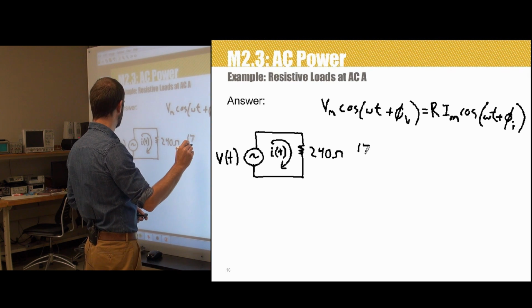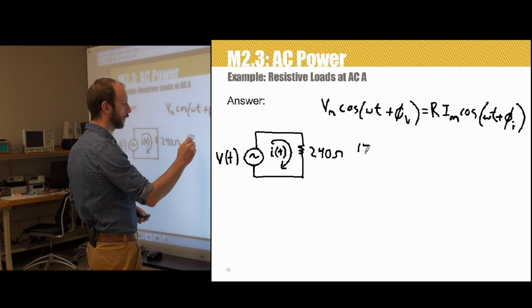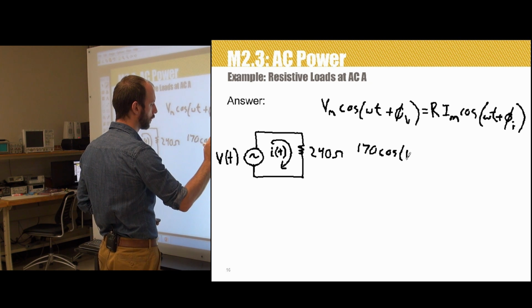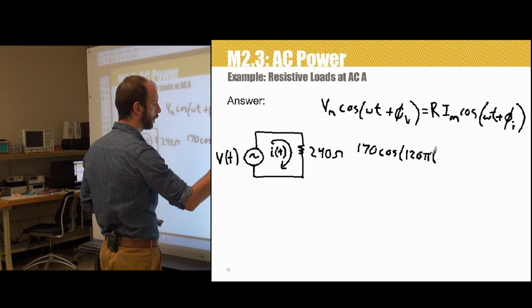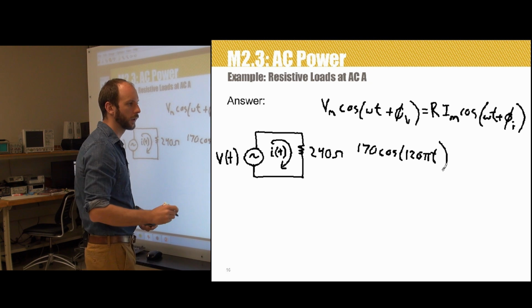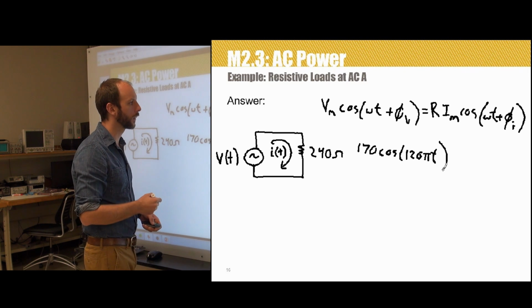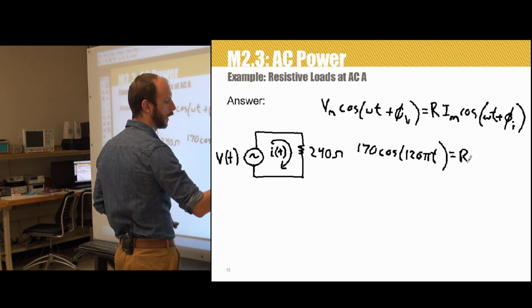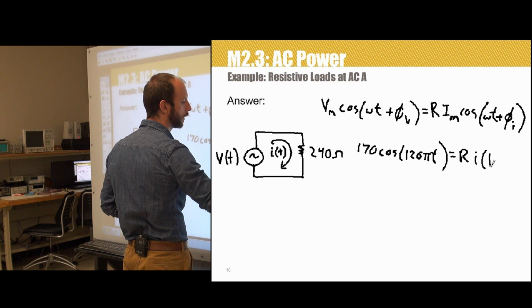So we can plug in some numbers here, and we get 170 cosine of 120 pi t. That was given to us in the problem. There is no phase shift. We then equate that to R, and we just need to multiply that by i(t).